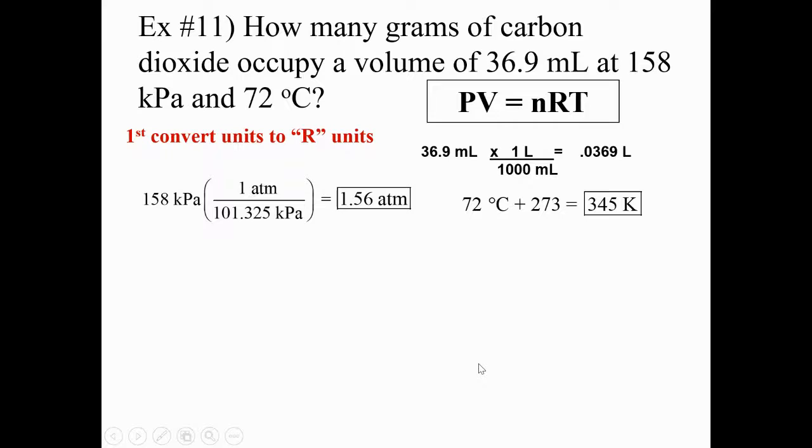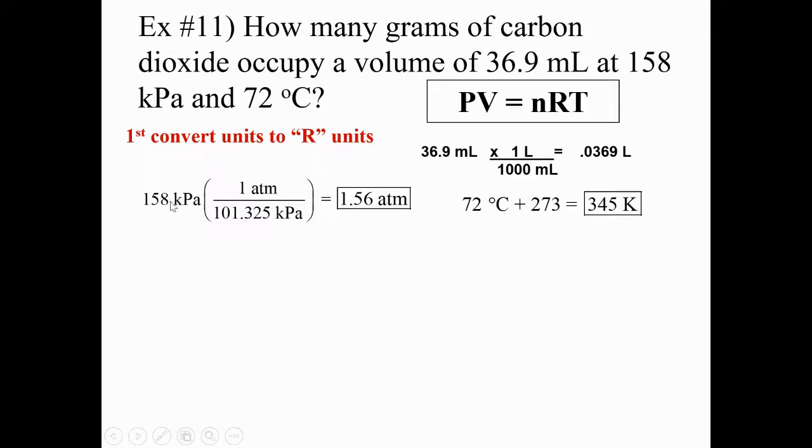Now, I'm not going to make your life that easy with all the problems. So when you read the problem, the first thing you must do is say, are my units in the correct units? No, they are not. I cannot plug in milliliters. I cannot plug in kPa, and I cannot plug in 72 degrees C. So convert your milliliters to liters. 1 liter is equivalent to 1,000 mL.